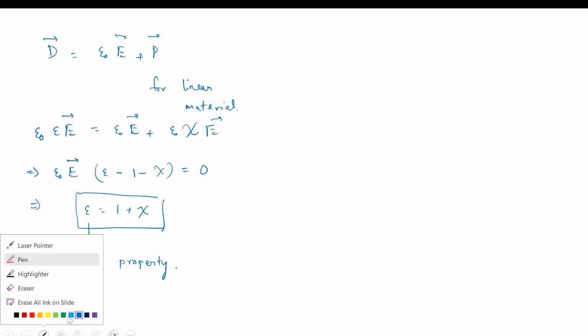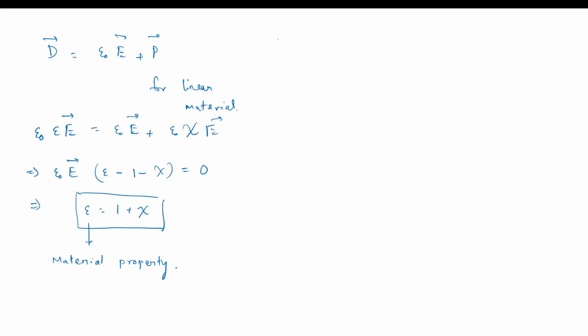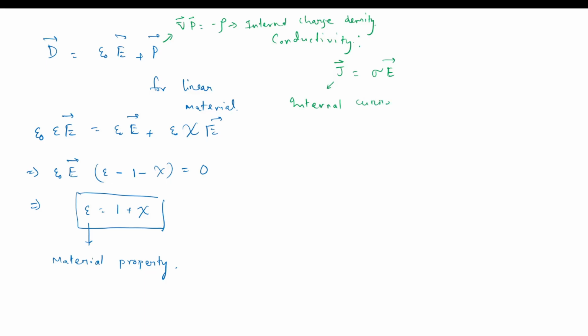There is another equivalent material property that we study, called the conductivity. For example, P here was related to, if you remember, the internal charge density. Conductivity is related through J equals sigma E. So conductivity tells you about the relationship between the electric field and the internal current density. So this was internal charge density, and now what you have is internal current density.